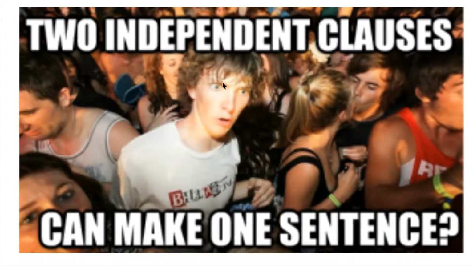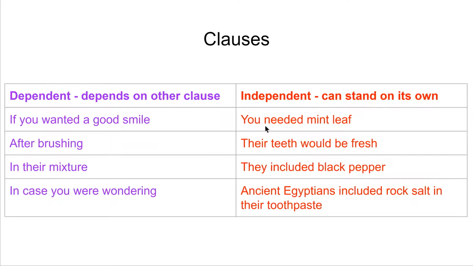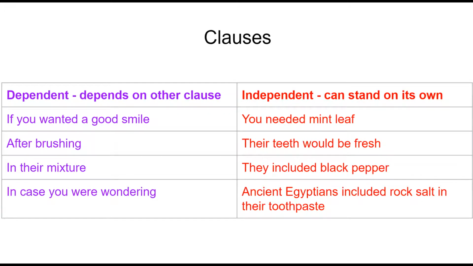Here on the right, we have a list of independent clauses. You needed mint leaf. Their teeth would be fresh. They included black pepper. These could all be sentences. Ancient Egyptians included rock salt in their toothpaste. So when you're combining both of these, you're going to have comma but. There are other words you can have instead of but, and we will get into that in a minute.